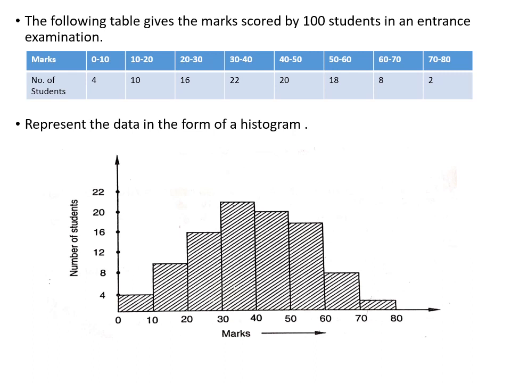So on. 20 to 30, 60 students. 30 to 40, 22 students are there. 40 to 50, 20 students. And 50 to 60, 18 students. 60 to 70, again it is decreasing now, 8, and 70 to 80 only 2 students. So this figure represents the histogram.